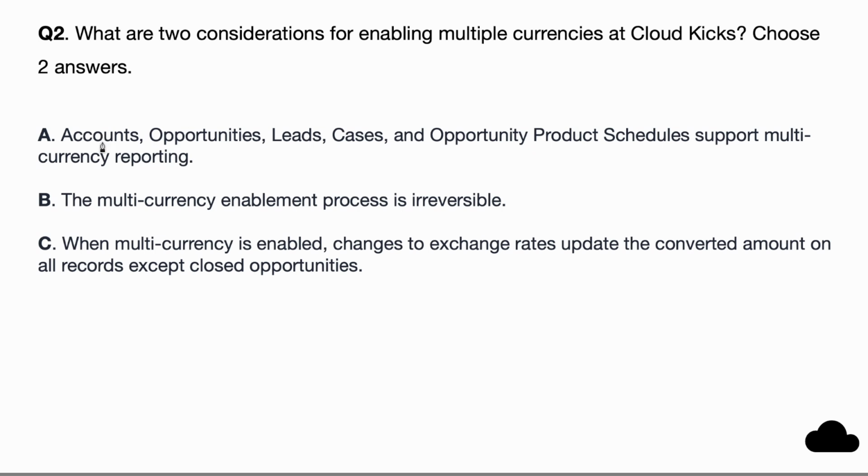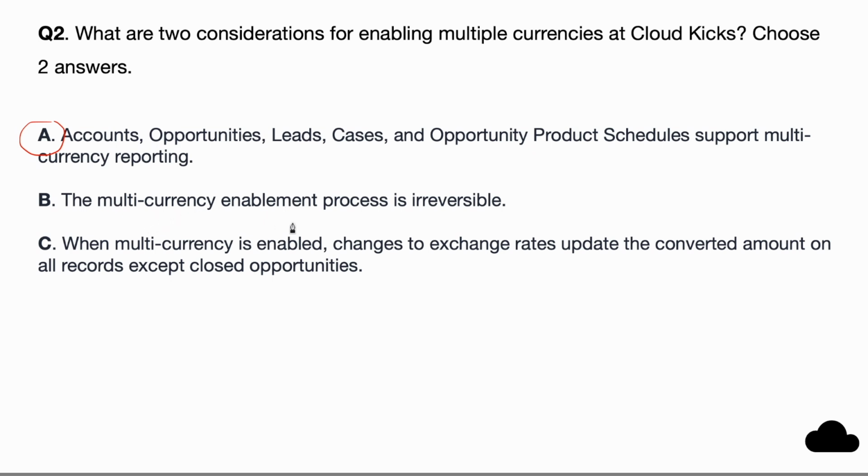So let's take a look at option A. Accounts, opportunities, leads, cases, and opportunity product schedules support multi-currency reporting. That is true. So that's already one of our two answer choices. Basically, in addition to the objects that are here listed in option A, multi-currency can also support campaigns, opportunities, and opportunity products. So that's something additionally that you want to know in addition to accounts, opportunities, leads, cases, and opportunity product schedules.